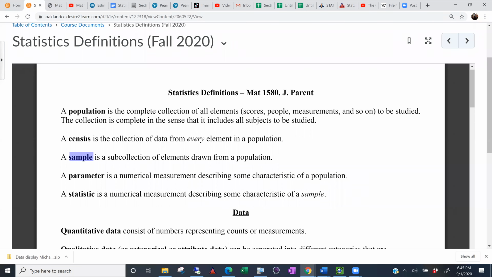Census means you're taking data from the whole population. Sample means you're just collecting data from a subset. Sometimes it's impossible, or at the very least, very difficult to conduct a census. Now, in the United States, the Constitution mandates that we take a census every 10 years. But is it really a census, or is it a real good sample?